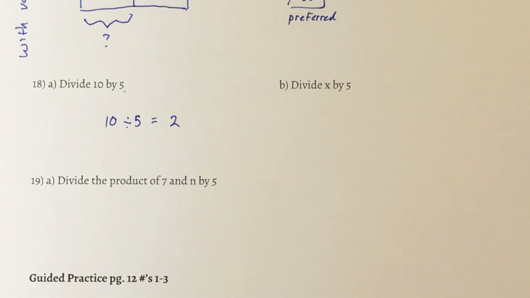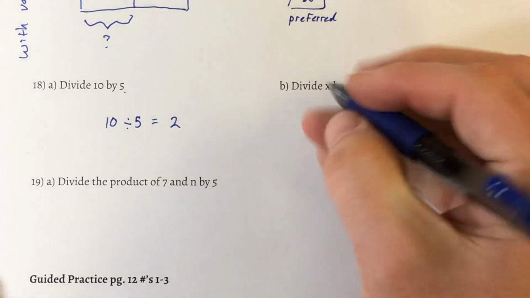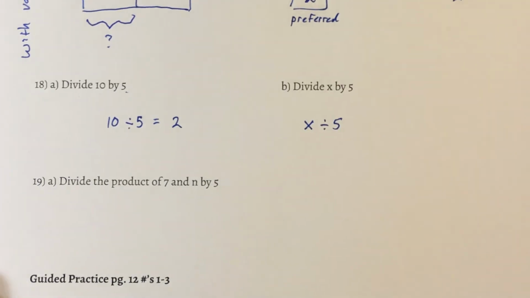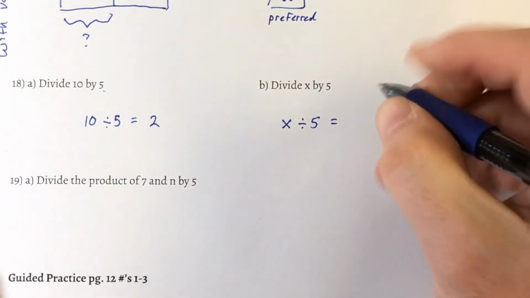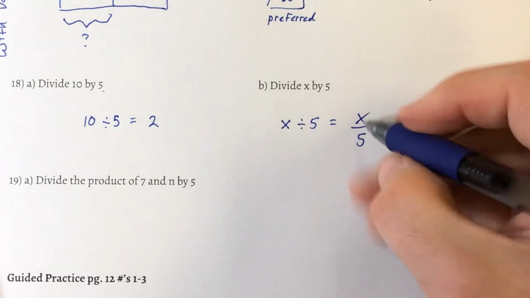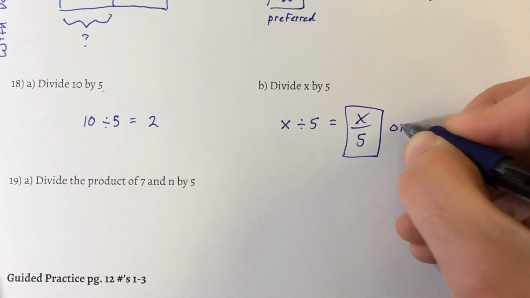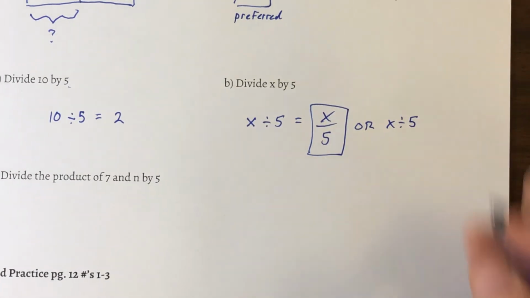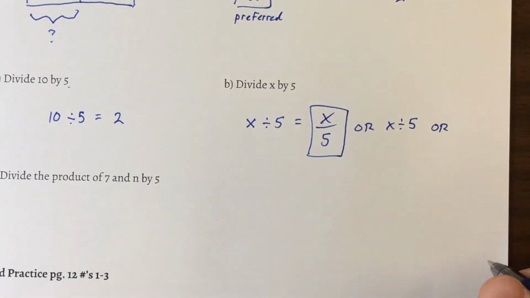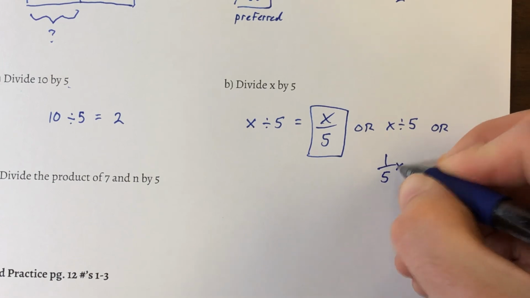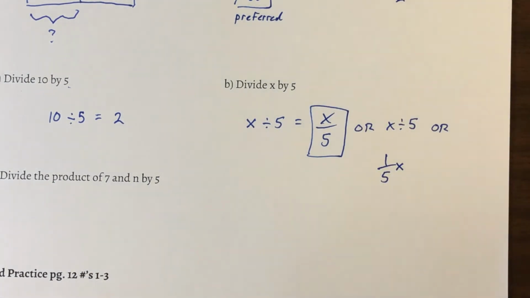Let's try that with our next example. Divide x by 5. So it's telling me to start with the x. I want to divide by 5. What is x divided by 5? Again, x over 5. That's your preferred. Or x divided by 5 like we had it. Or the other preferred answer as a fraction, again, 1/5 x. So simply moving the letter off to the right side.